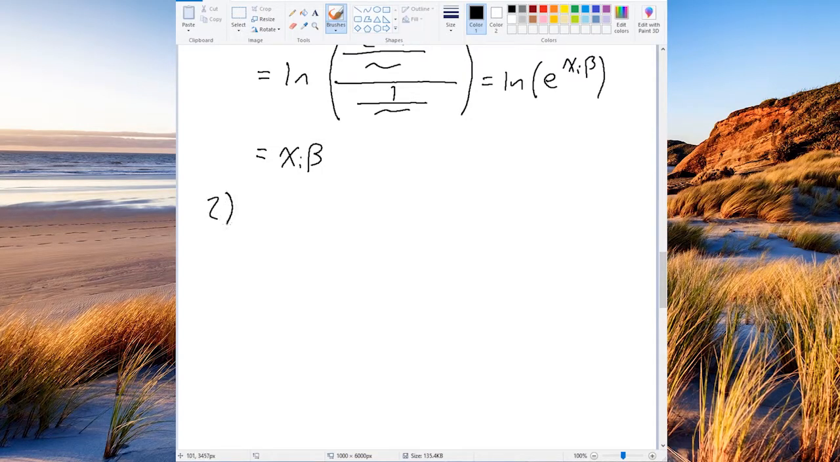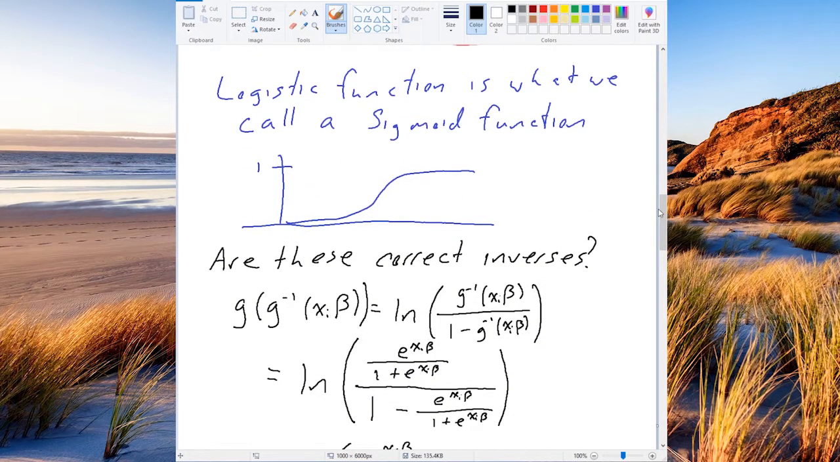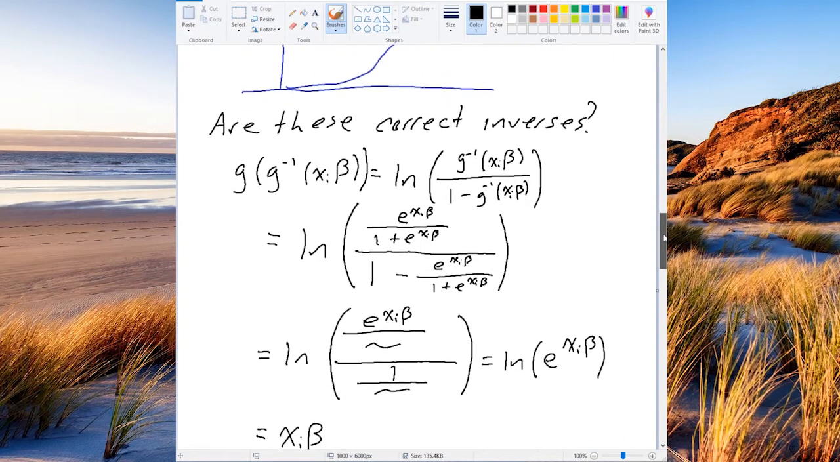So the second common option for a link function is something called the Probit link. To understand the Probit link, let's go back up here for a second and look at that graph. I said that the logistic function is what we call a sigmoid function. Now, if you've been taking probability and statistics for a while, you might recognize that another type of function that commonly looks like this, a sigmoid function, is a CDF, a cumulative distribution function.